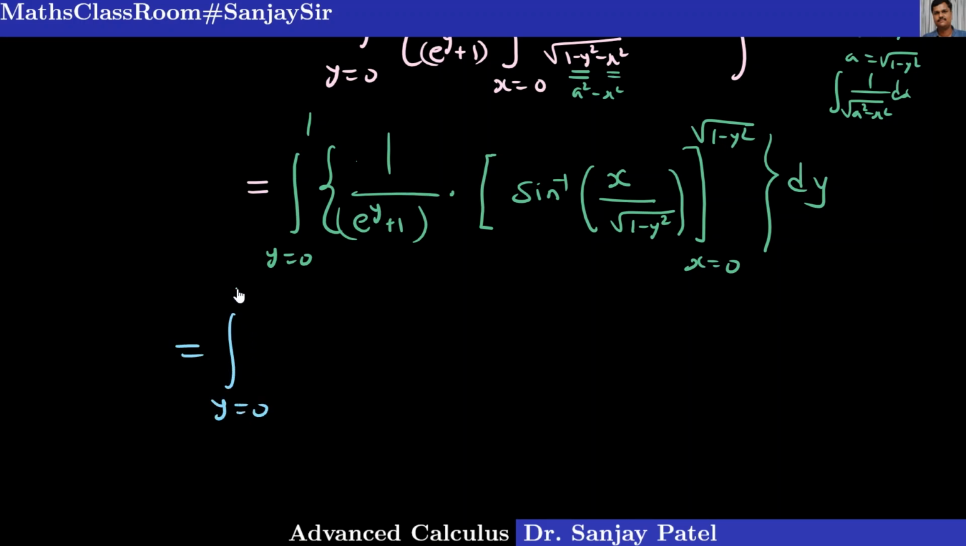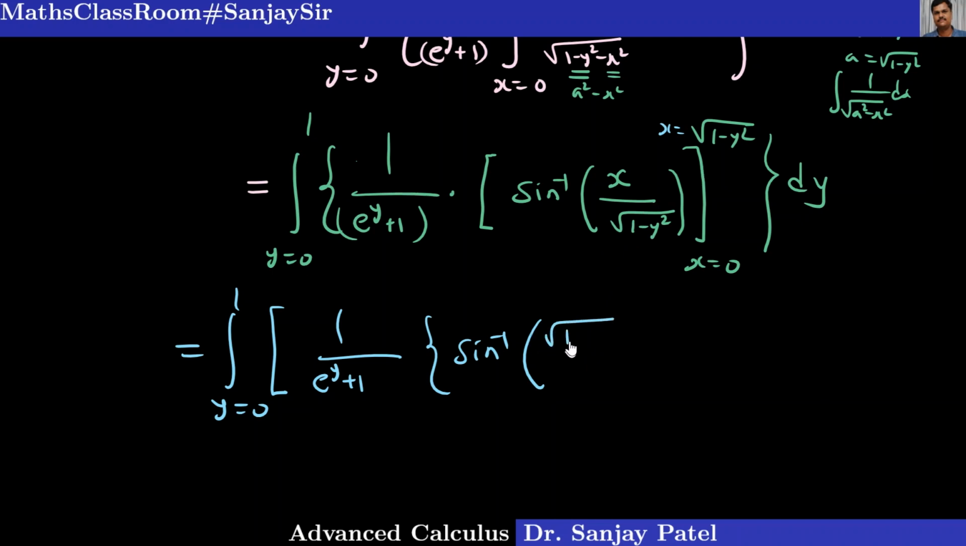So this is equal to the integral from y equal to 0 to 1, 1 upon e raised to y plus 1 as it is, and now putting the limits, these are the limits of x, remember, x equal to 0 to square root of 1 minus y square. So wherever x appears I will get sine inverse of square root of 1 minus y square, the denominator is as it is, minus, by the rule, sine inverse of the lower limit of integration, that is 0 upon square root of 1 minus y square.